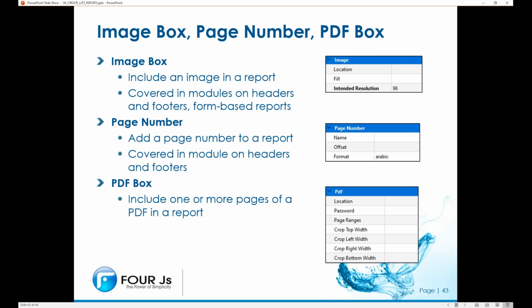We also have a PDF box. A PDF box, I think, was introduced in 3.10. The PDF box allows you to include one or more pages of a PDF in a report. So if you had a PDF, for example, that had pages of terms and conditions, you could add that PDF to the end of your report using a PDF box, and you can specify which pages to include, whether you want any of it cropped out, but it's a way to include a PDF inside of your report.